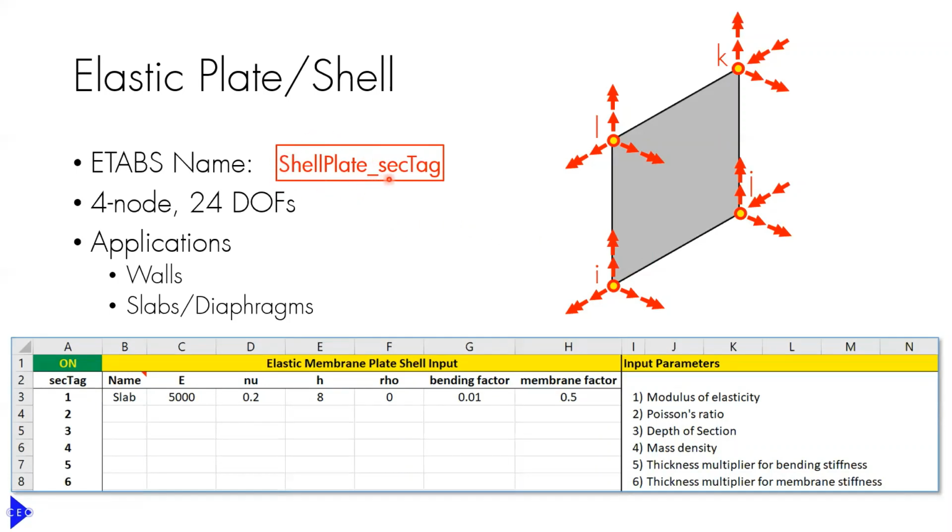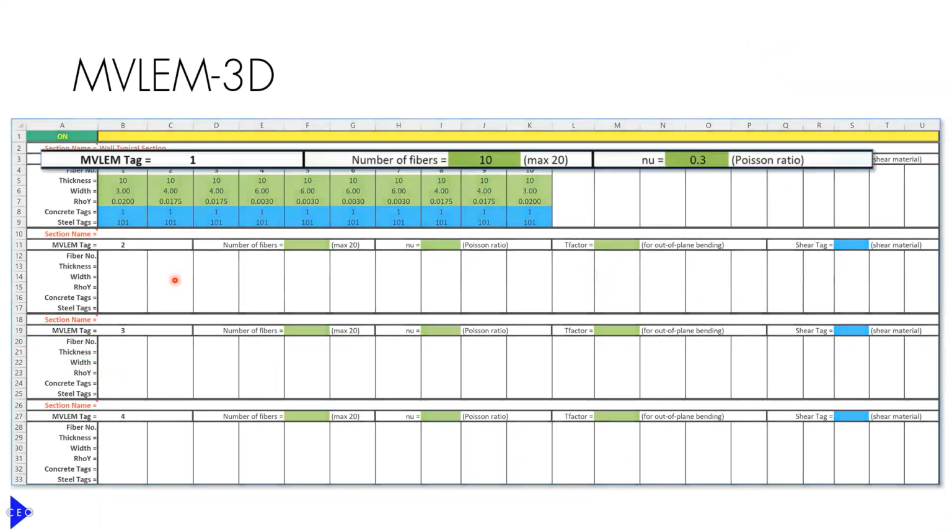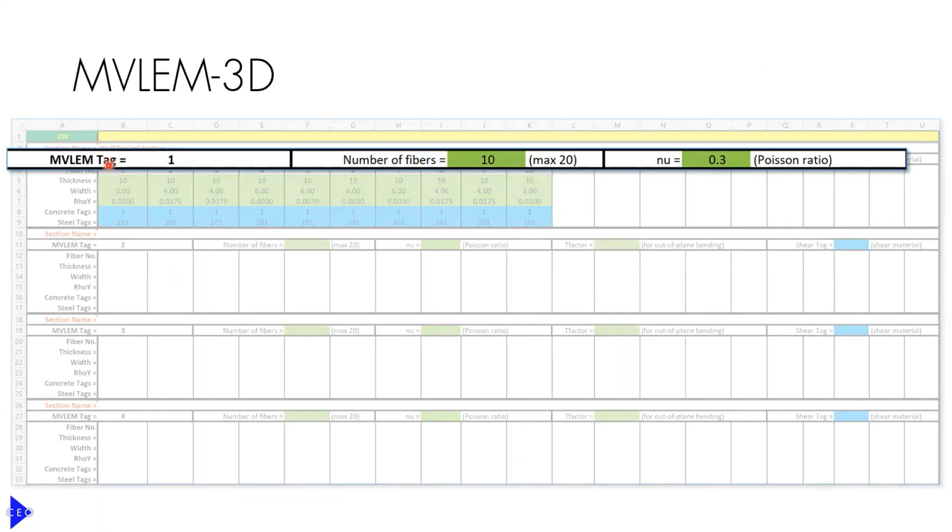So shell plate _1 will be taking properties of this first section over here, right? This is how they connect the Excel and ETABS. So these section tags are something you want to pay attention to. Similarly for the MVLEM 3D. For example, over here, if you want to do a wall element, this has a tag of 1. So that's also important, right? Because when you're creating this in ETABS, it will be MVLEM _1.